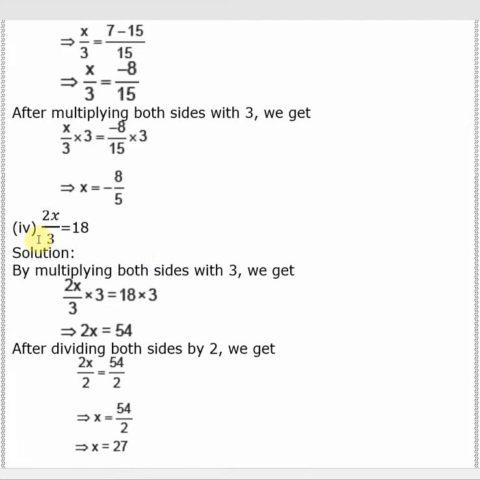Next, let's look into one more sum. 2x by 3 equals to 18, and to solve this we multiply 3 in both the sides, right side and left side. So 2x by 3 into 3 equals to 18 into 3. This gives me 2x equals to 54. Now 2x equals to 54, so x will be 54 by 2, that is 27.